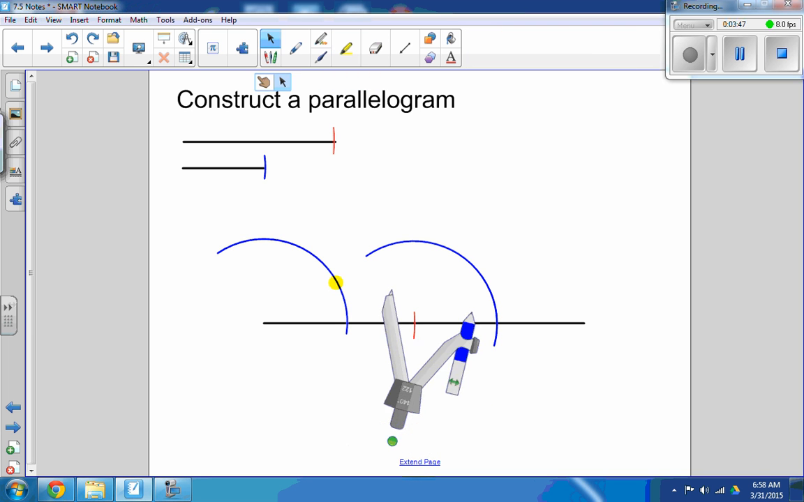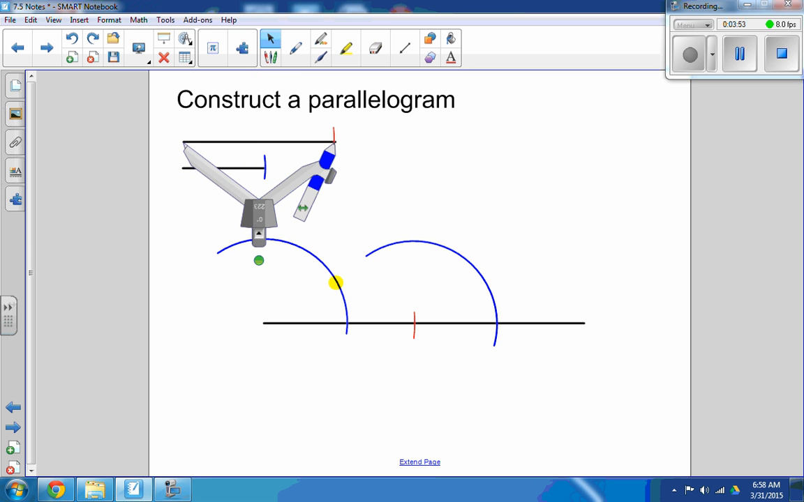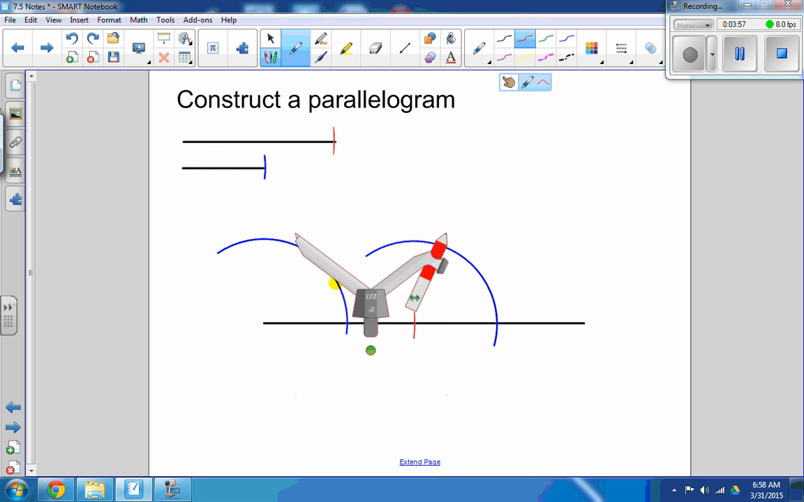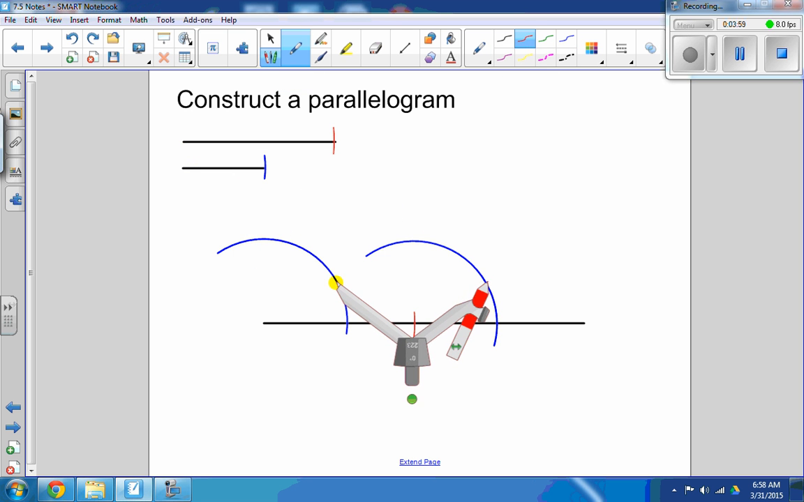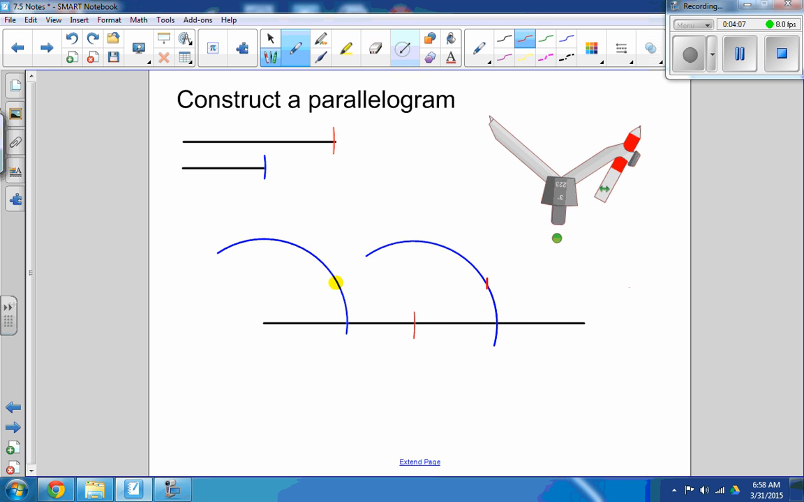Now I'm going to get my compass back equal to my first line. I'm going to go back to red. Put my compass on that random point I decided. Make an arc on the opposing arc. And I will have now a parallelogram.